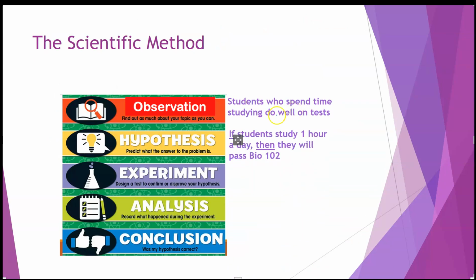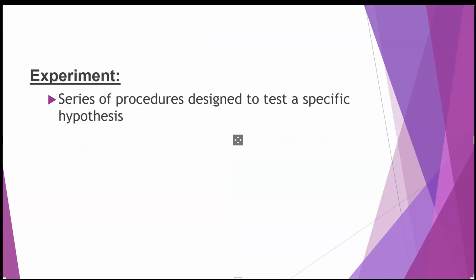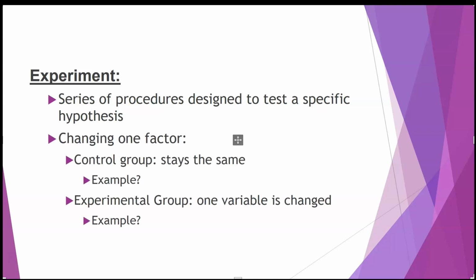So let's say if students study 1 hour a day, can I measure that? Yes. Is that something specific? Yes, specific. Then they will pass bio 102. Can I measure if they pass bio 102? Yes. Pass, fail. Really simple. With the experiment, this is going to be a number of different procedures that are designed to test that hypothesis.